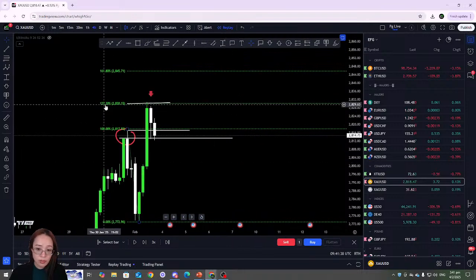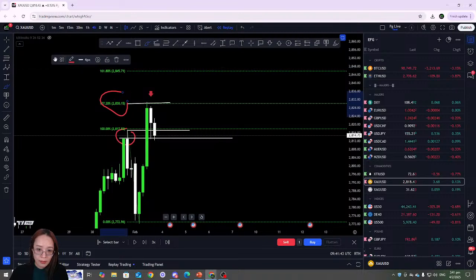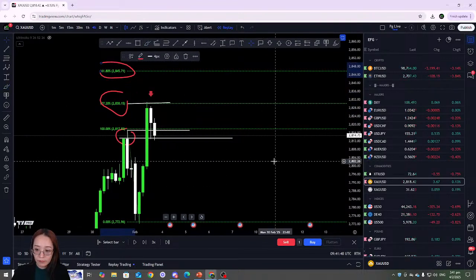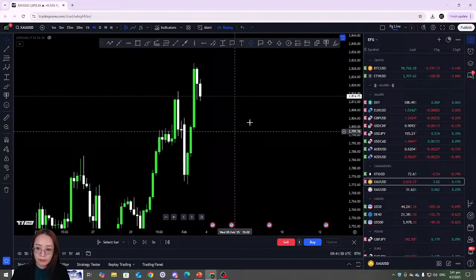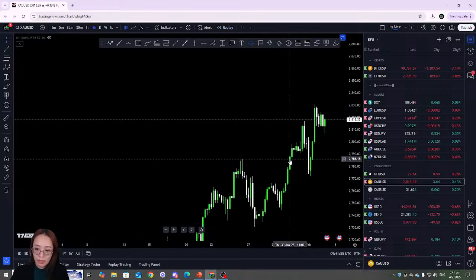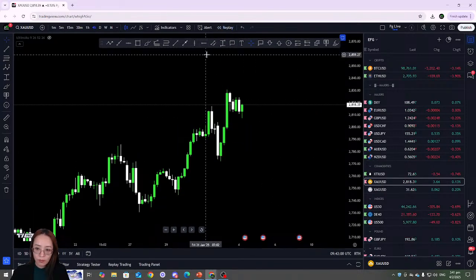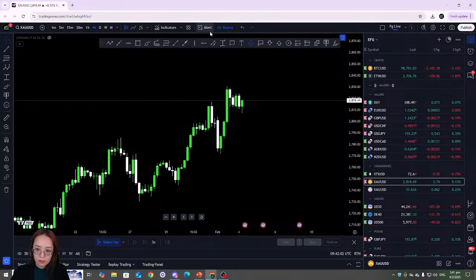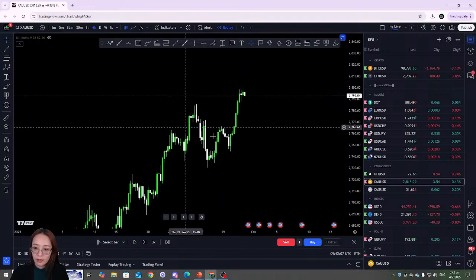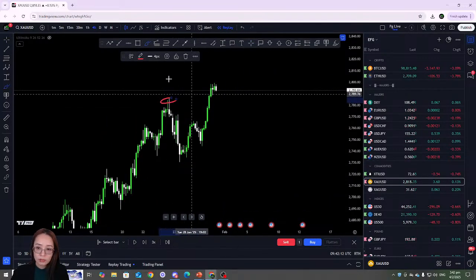So for the extension we use two numbers: 127, like this number, and the next one is 161.8. Before that, anyone who got the sell at this level, there is another extension, 161.8, at this one. Now price breaks above this high, right? So you need to use the extension.